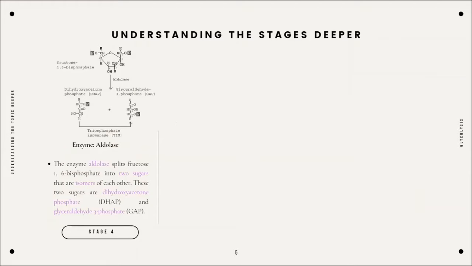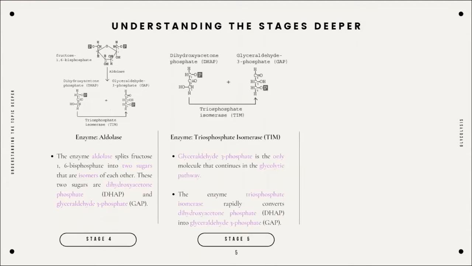The enzyme aldolase splits fructose 1,6-biphosphate into two sugars that are isomers of each other. These two sugars are dihydroxyacetone phosphate and glyceraldehyde 3-phosphate. Glyceraldehyde 3-phosphate is the only molecule that continues in the glycolytic pathway. So the enzyme triosephosphate isomerase rapidly converts dihydroxyacetone phosphate into glyceraldehyde 3-phosphate.